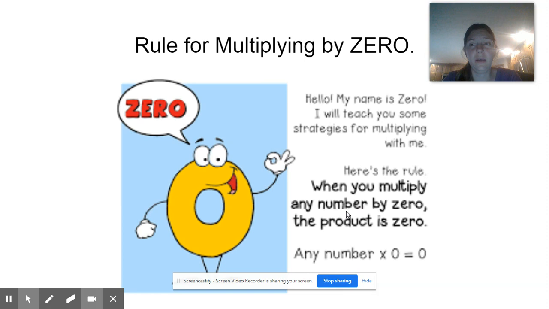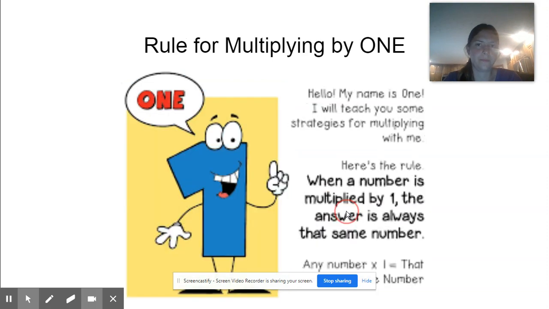I'm just going to quickly go through some of these multiplication rules. Some of you are already familiar with that, and that's great, but this is just a quick reminder. Anytime you multiply by a 0, your product is going to be 0. Anytime you multiply a number by 1, you're going to get the number itself. So 12 times 1, the number itself is 12.